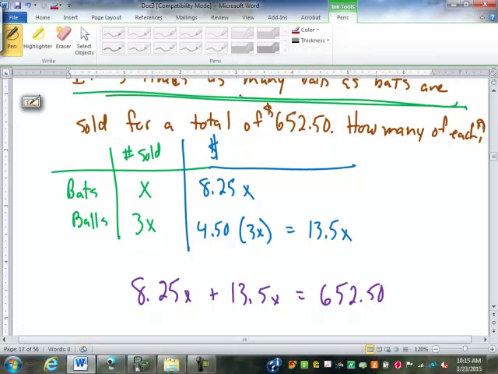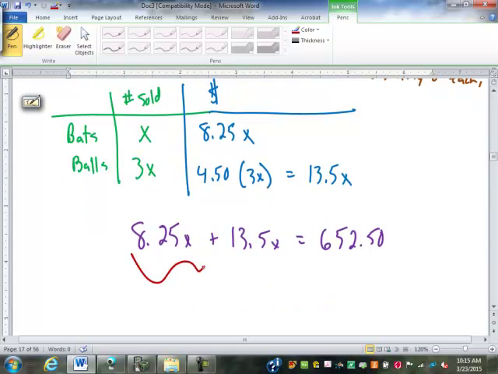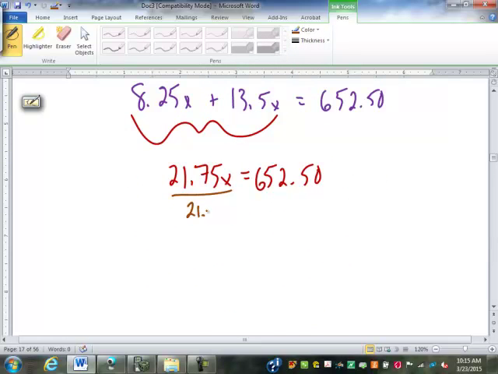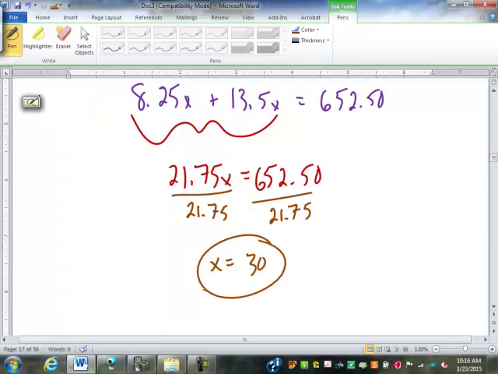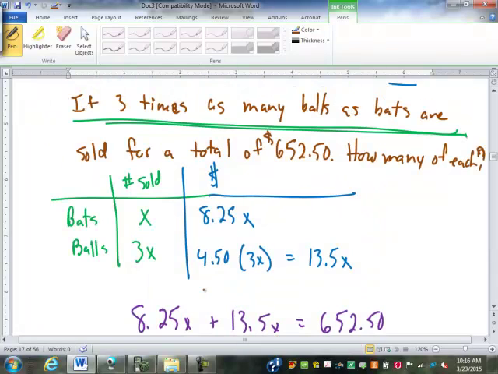From there, what do we do? So yes, 8.25 and 13.5 make 21.75x equals 652.50. And then we divide 652.50 by 21.75. X equals 30. So we're all done? All right. X equals 30. That's the number of bats. There are 30 bats. The number of balls sold is 3 times 30, or 90 balls.